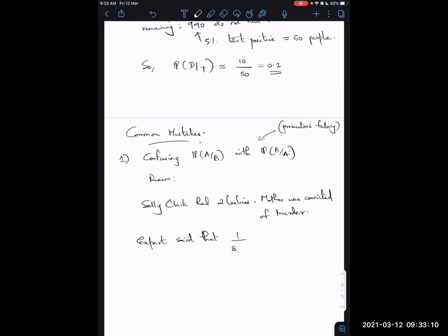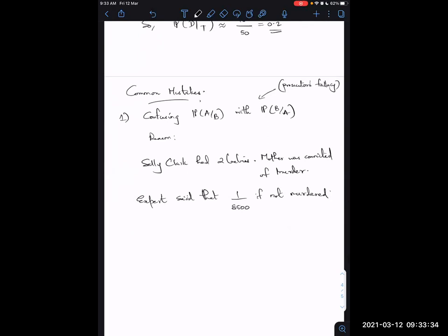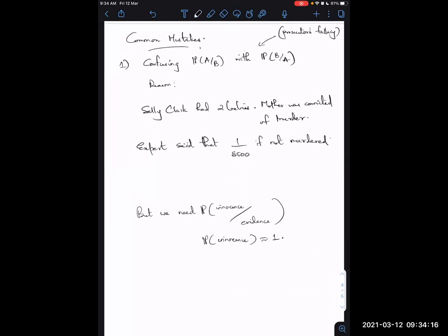And the expert said that the probability was 1/8500 that the lady wouldn't have murdered both the children. So what I'm trying to say is, I'll make things clear in a second. I'll just write it down so that you guys can stare at it.